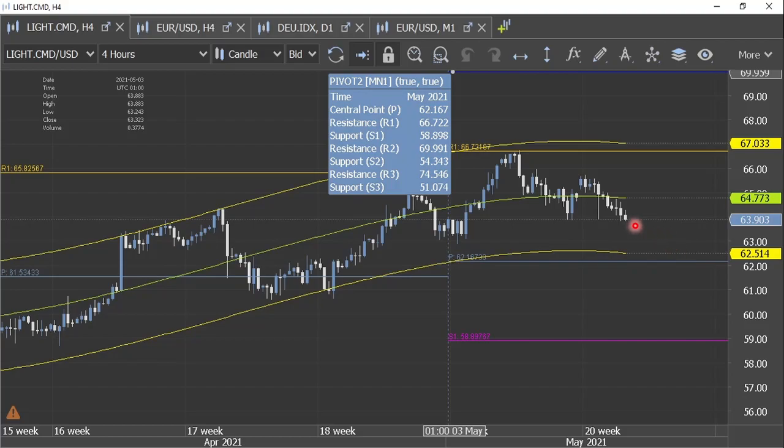So we have this possibility of a further move on the downside, at least of 3 percentage points, and that's quite a trade, I would say.